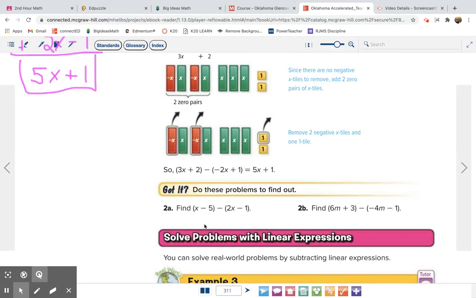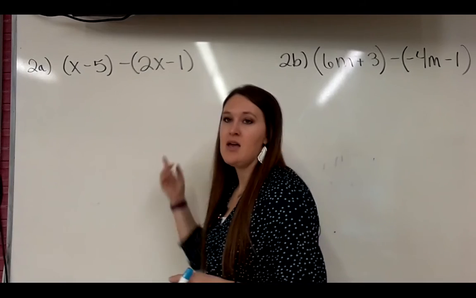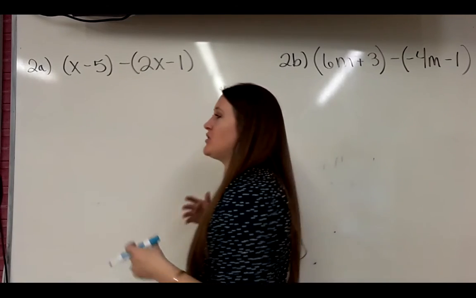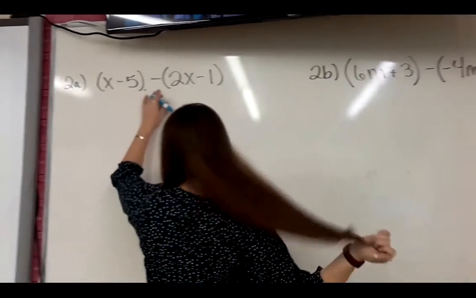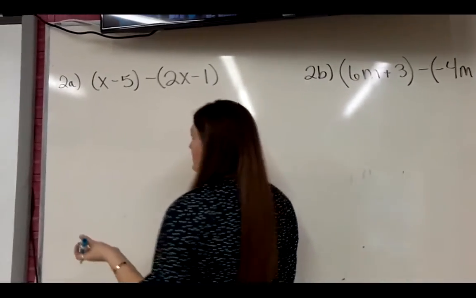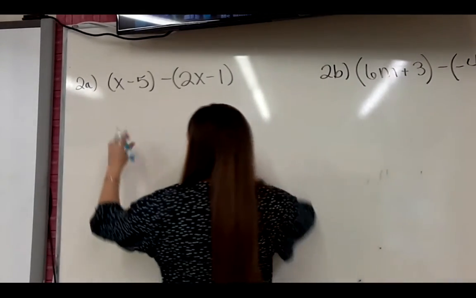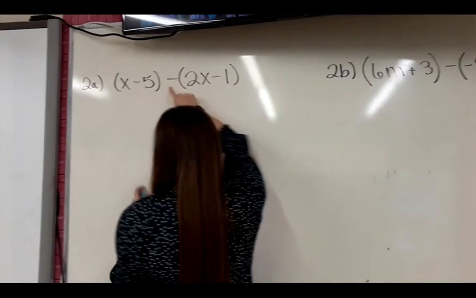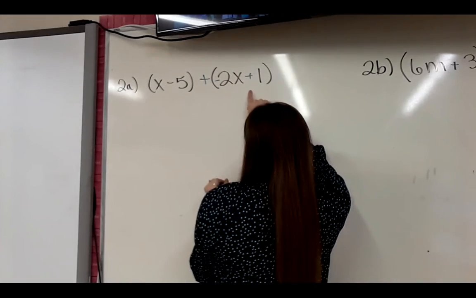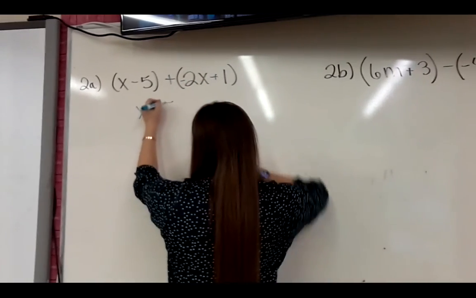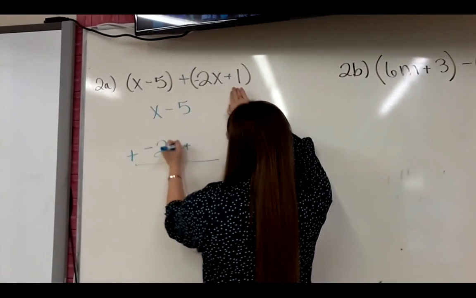This is the last example we're going to do together. On 2a and 2b, we're doing the same thing we just did on 1a and 1b, but now we have some extra negatives in there. So since it's a subtraction problem, we are still using our keep, change, change. So I will do this one way, and I'll work out 2b the other way, whichever one's easier for you, okay? So on 2a, I can go ahead and keep, change, change to begin with. Then line it up. So I now have x minus 5 plus negative 2x plus 1.